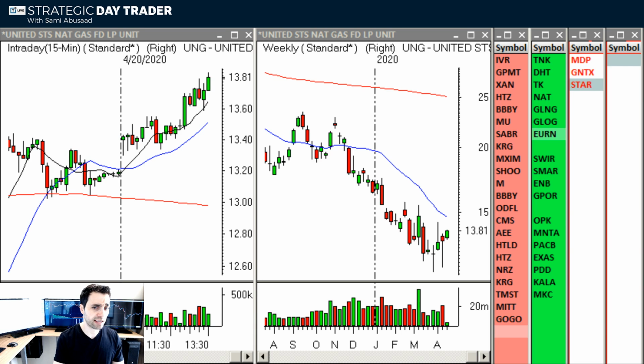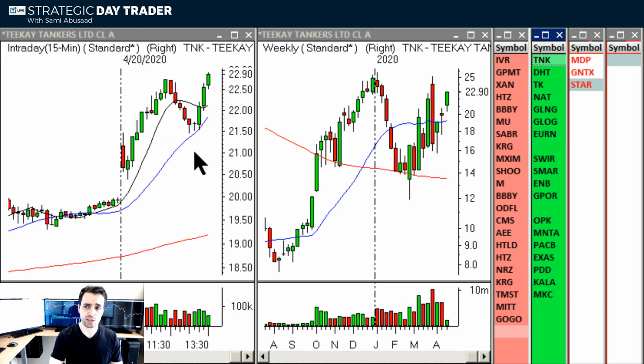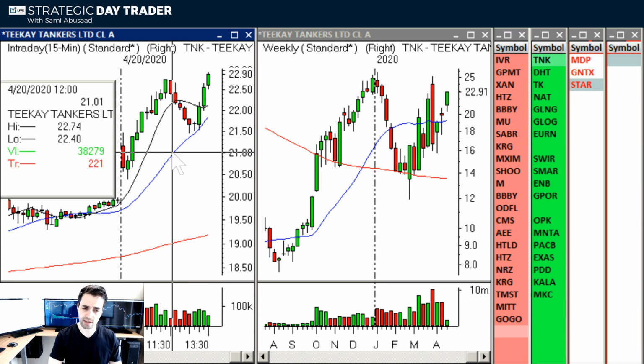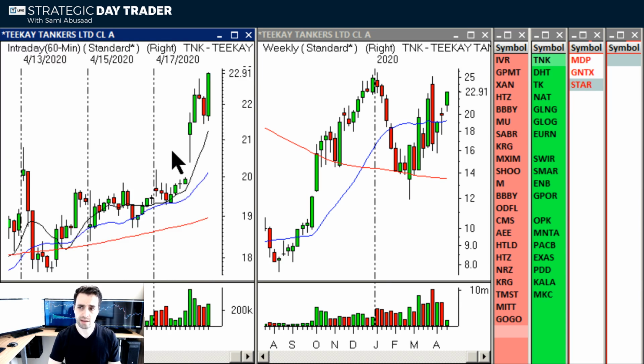I think the TNK is too late. If you bought it earlier, great, but I think it's too late to be buying it here. The entry should have been over 72.52. A 20-cent stop, and it's already up $1.20 from the entry. I think it's too late. Very, very bullish, but I would say too late.